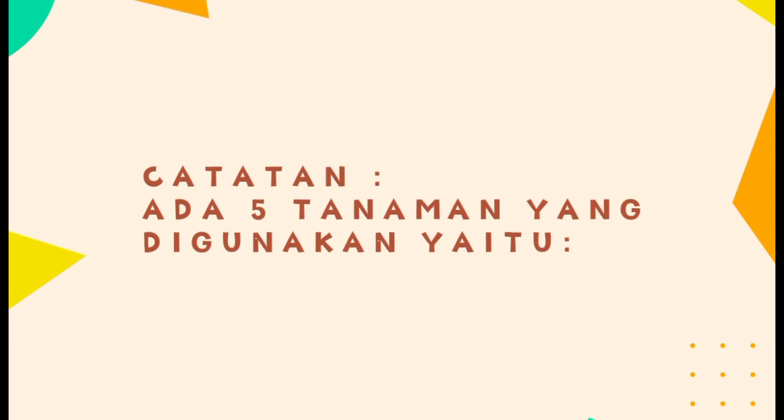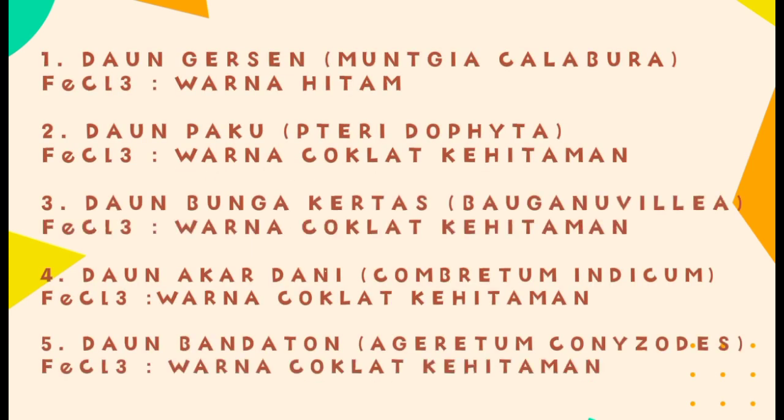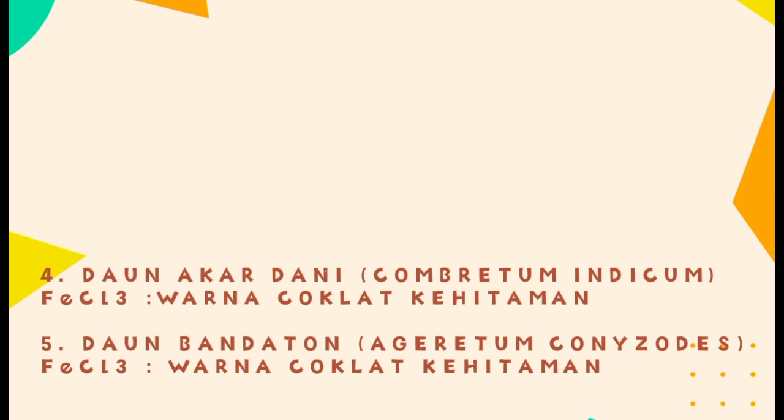In the tannin test, 5 plants were used. First, the cherry leaves turn black. Nile leaves change color to blackish brown. Pepper flower leaves change color to blackish brown. Dani root leaves change color to blackish brown. Bandotan leaves change color to blackish brown.